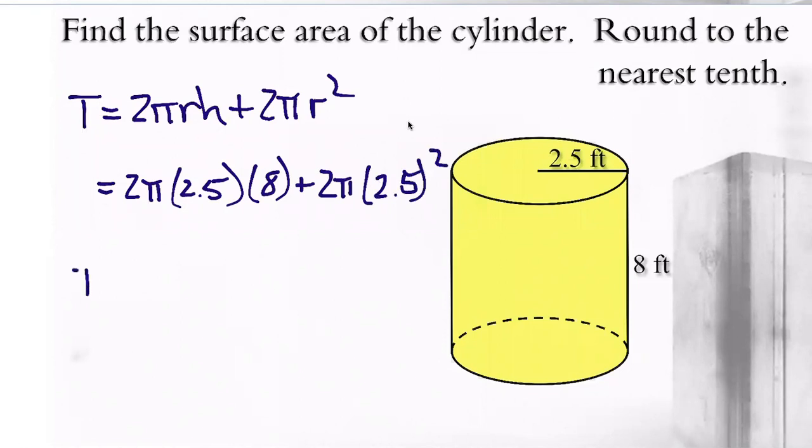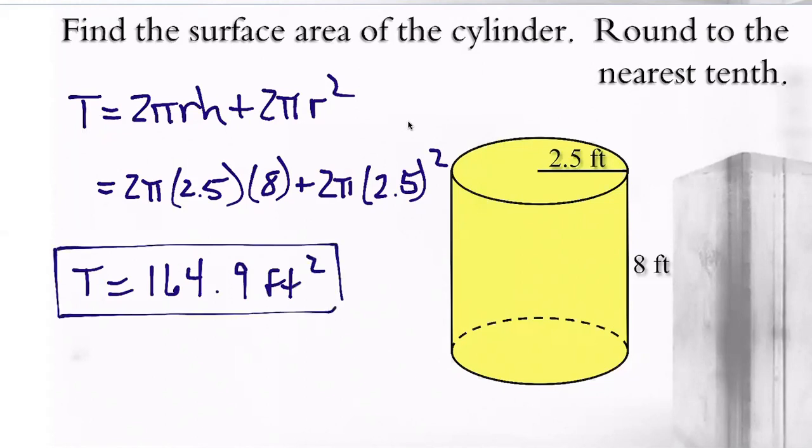And then again, you go ahead and plug it into your calculator. So 2 times 3.14 times 2.5 times 8 plus 2 times 3.14 times 2.5 squared. And then when you do that, you get a surface area in this case of 164.9 feet squared. Okay. And that's surface area.